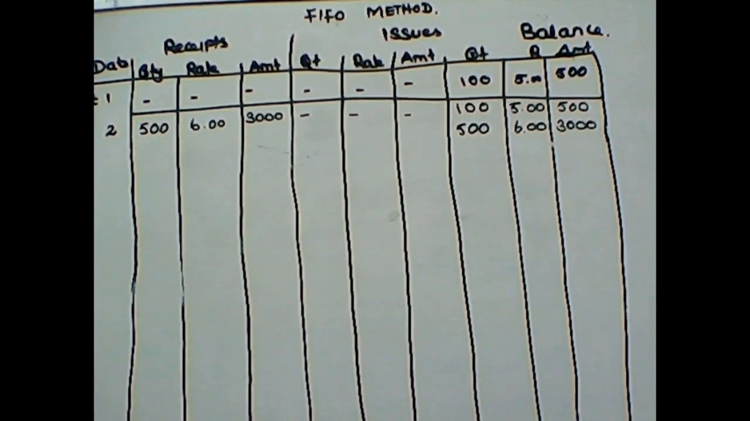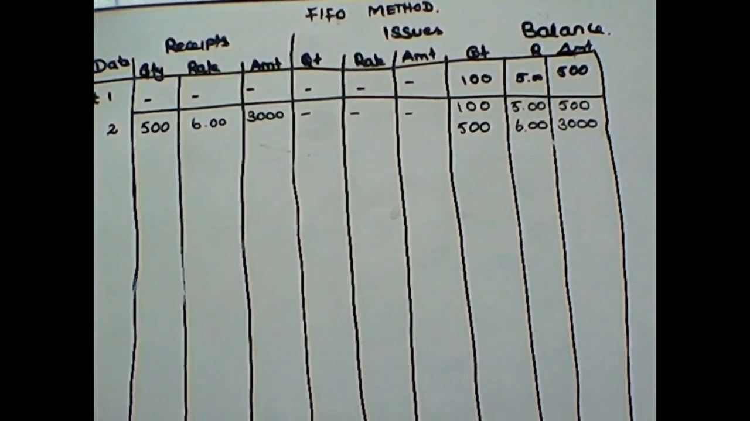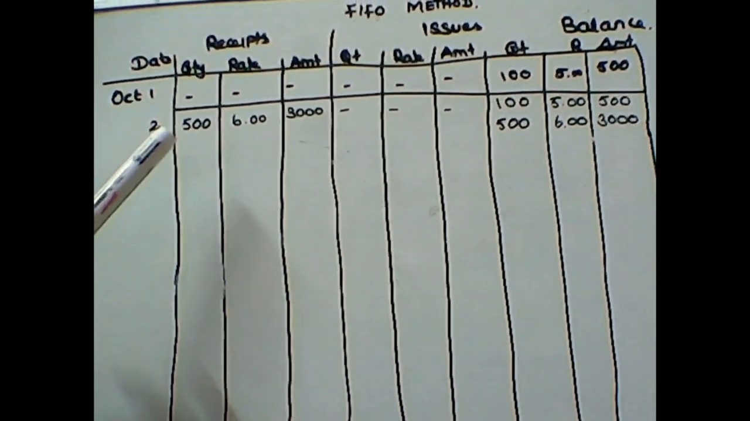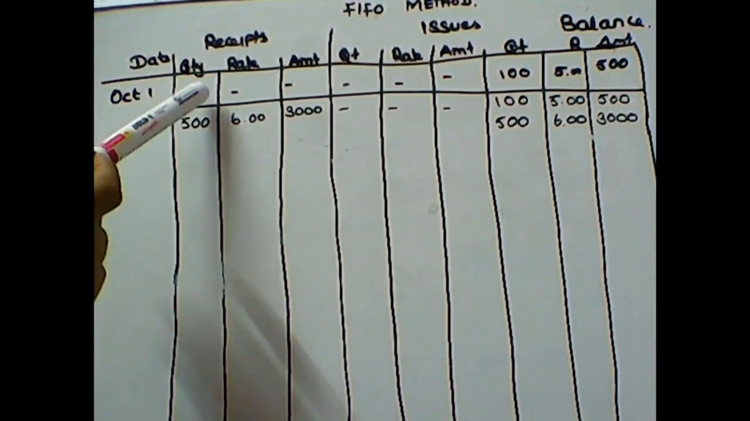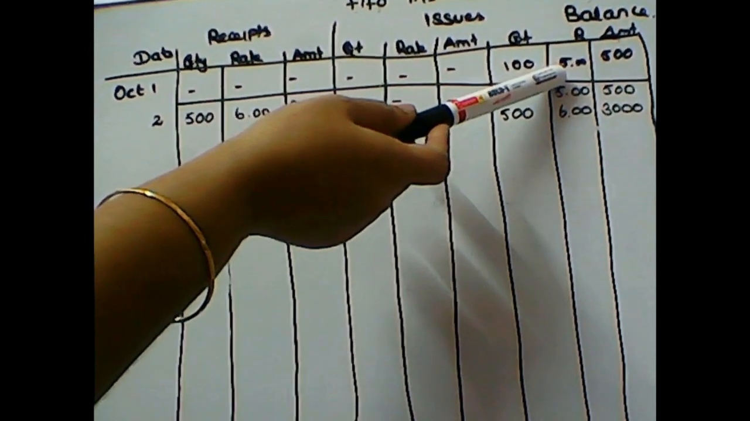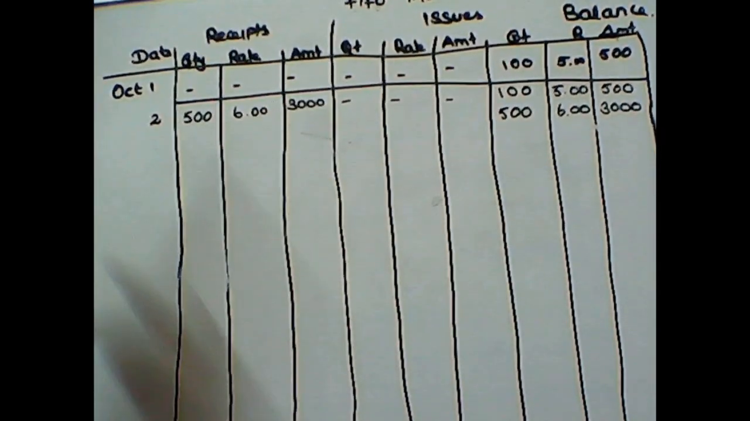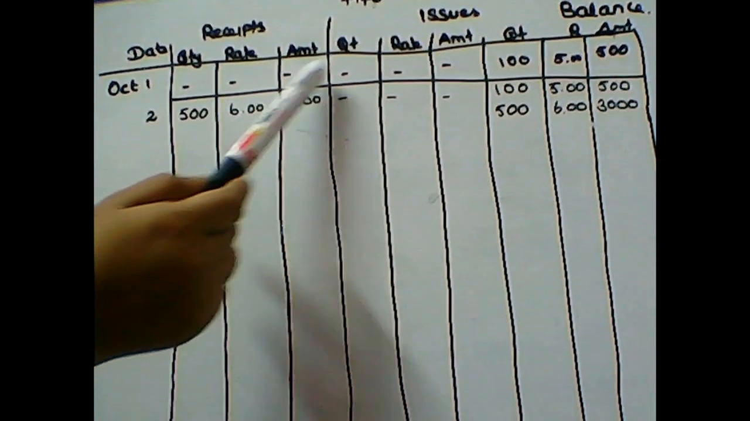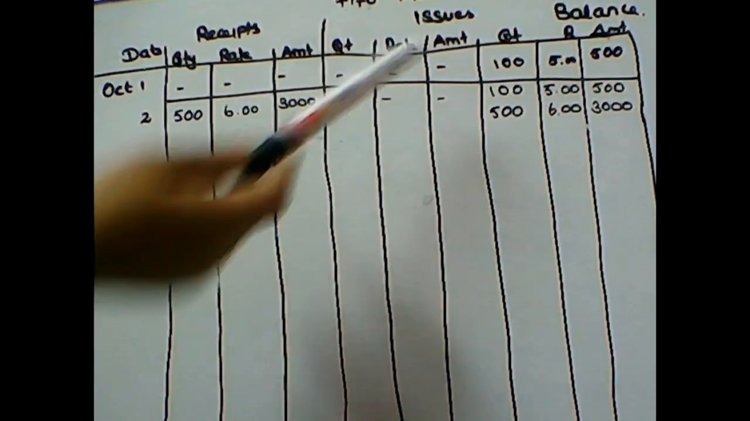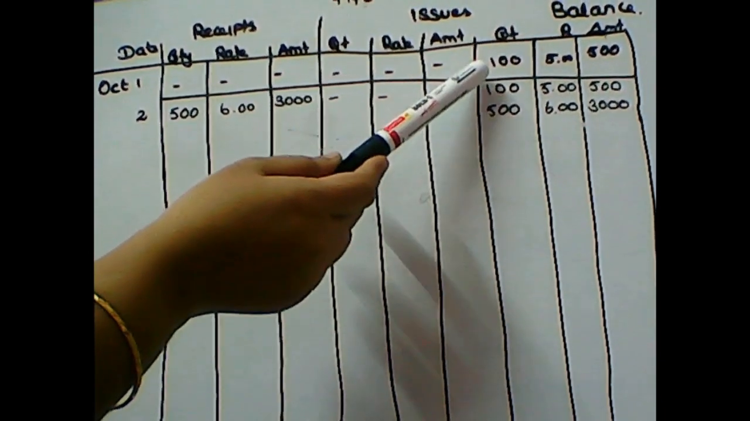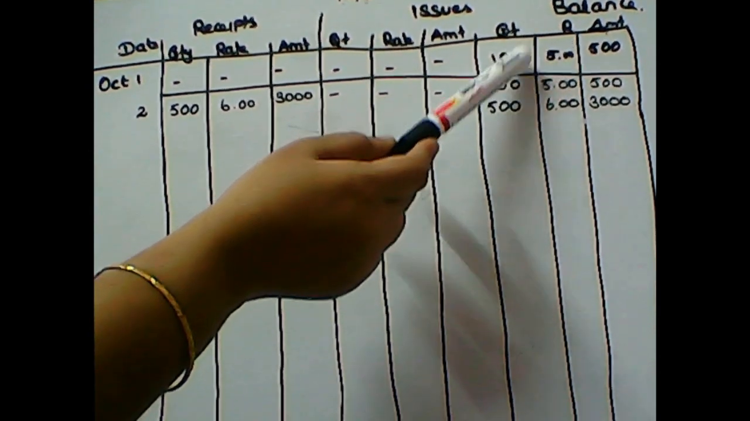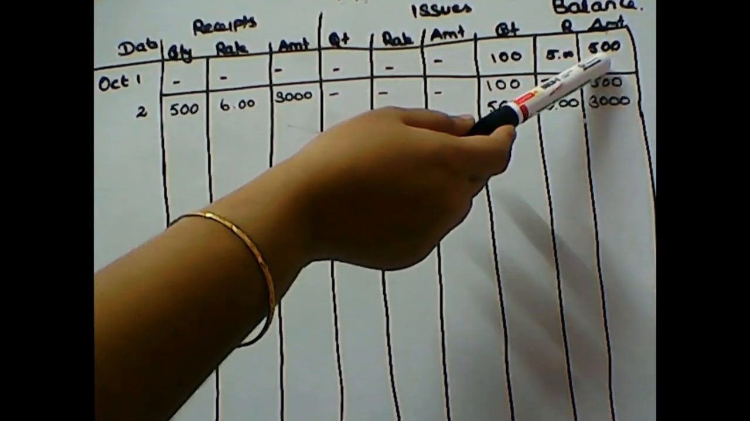So first we are going to see the question. In that it was given that on 1st October the opening balance is 100 units at rupees 5 each. So I have written that the opening balance is 100 units at the rate of rupees 5. The total is 500. Here in these columns I haven't written anything because there is no need. We just copy the opening balance in the balance column, 100 units at the rate of rupees 5, and by multiplying I have written 500.